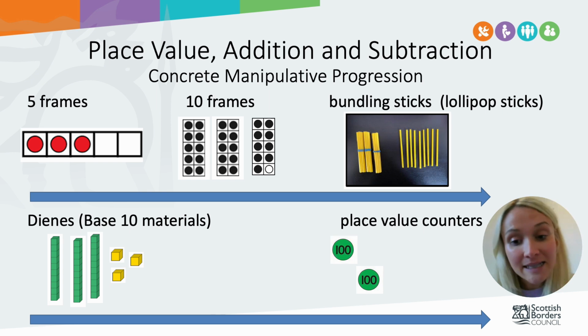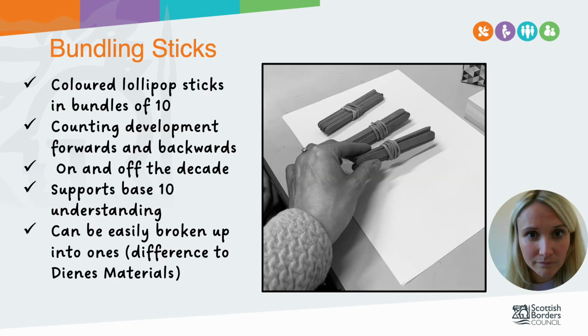And in the next little section of our training today, we're going to explore bundling sticks. We're then going to move on and explore Dienes materials and then that of place value counters. So we're going to start with that of bundling sticks. A bundling stick is any material, so it could be a lollipop stick, a coloured lollipop stick, a straw, that you have grouped together in a group of 10 and then attached with an elastic band.